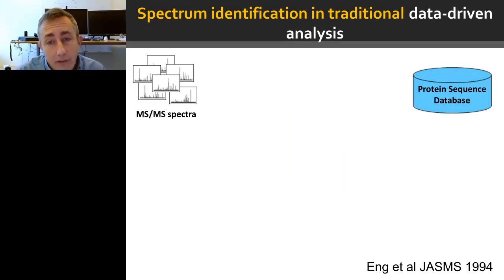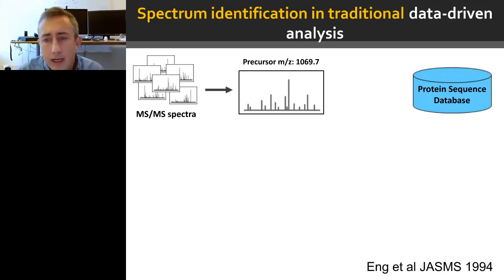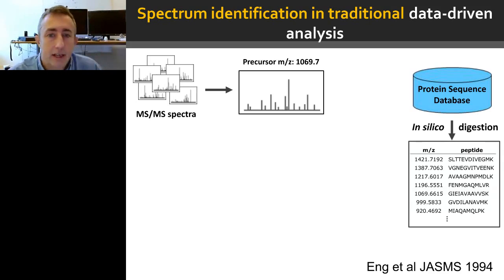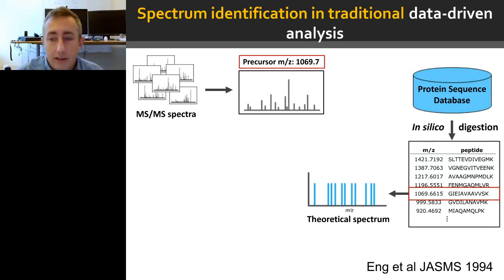Back in 1994, Jimmy Yang and John Yates, this is 20 years ago now, came up with an incredible invention which led to the development of a software tool called SEQUEST. You basically take these MSMS spectra and a protein sequence database, and you take each spectrum, which has a given precursor mass. Using that precursor mass, you go through all possible combinations of amino acids that would add up to a given sequence mass with some tolerance.